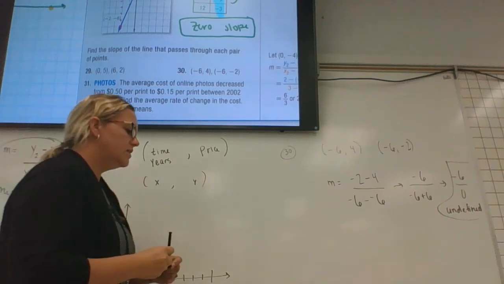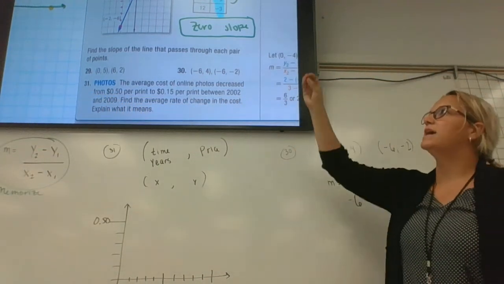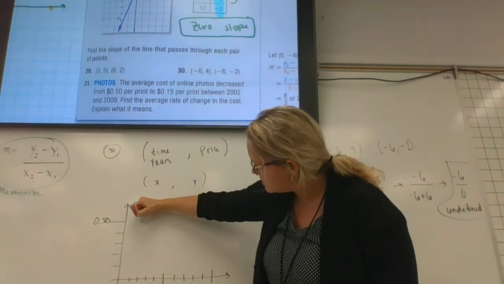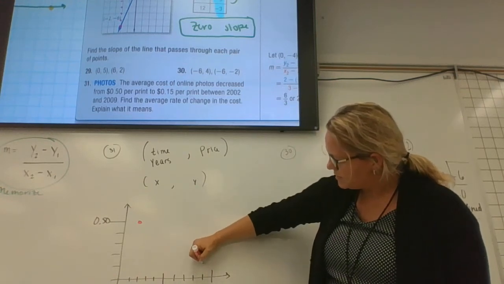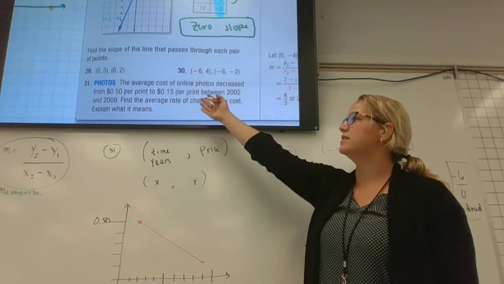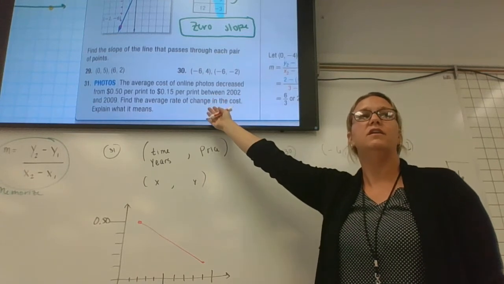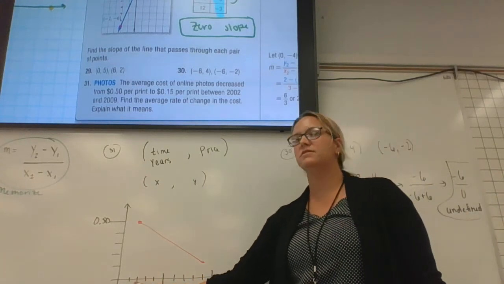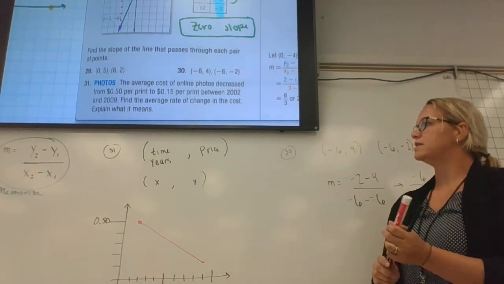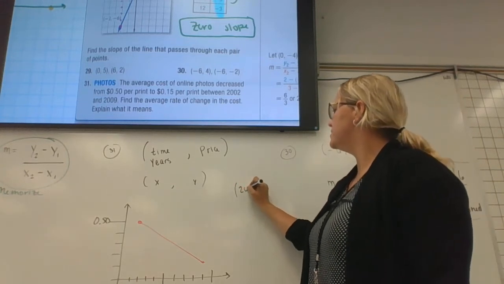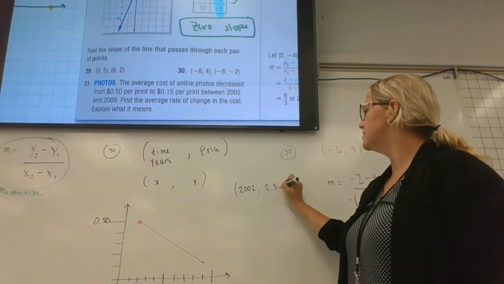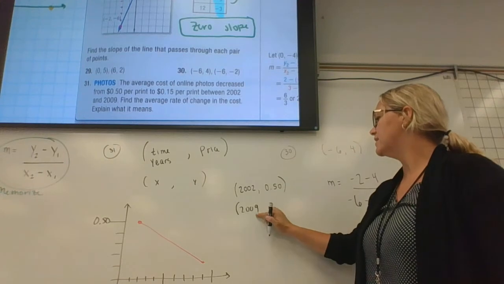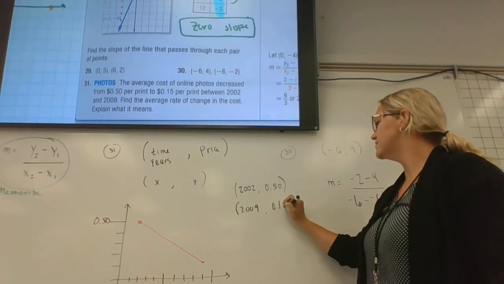50 cents. So the reason this is in the same section as that graph and that formula is because in 2002, it was 50 cents. In 2009, it was 15 cents. This is a graph. You don't have to graph it. But what they want to know is the slope from 2002 to 2009. So our first ordered pair would be in 2002, it was 50 cents. And our second ordered pair is in 2009, it was 15 cents.